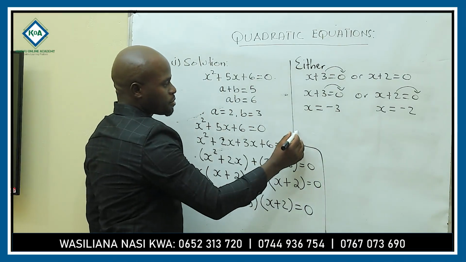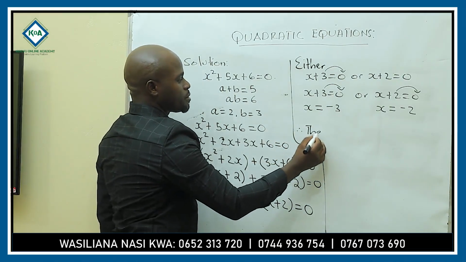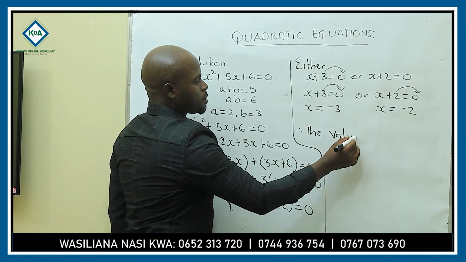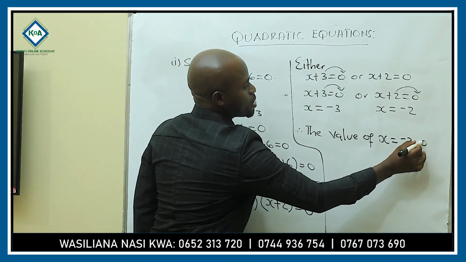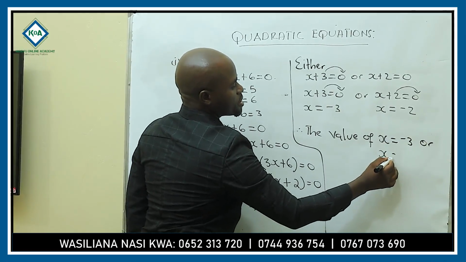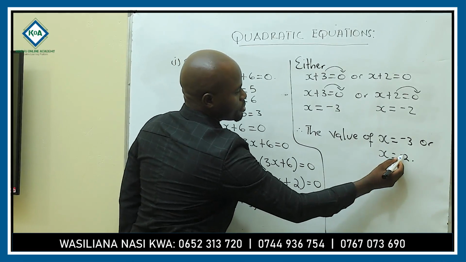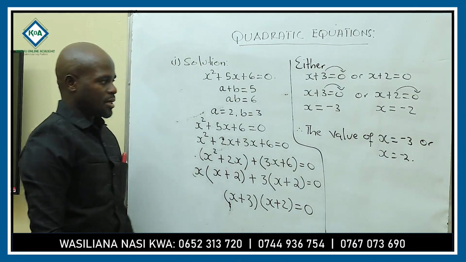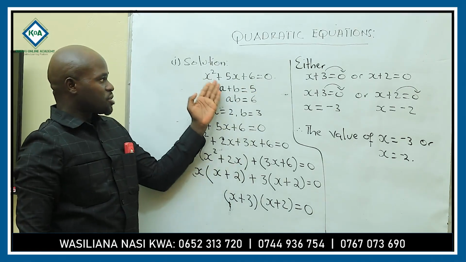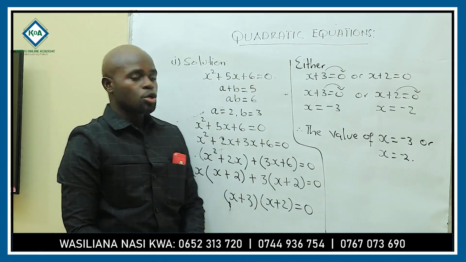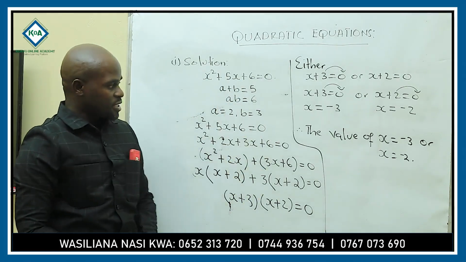So therefore, conclusion, the value of x is equal to negative 3 or x is equal to negative 2. So we have two answers. And this is the solution of our quadratic equation, x squared plus 5x plus 6 is equal to 0. So this is the first example.